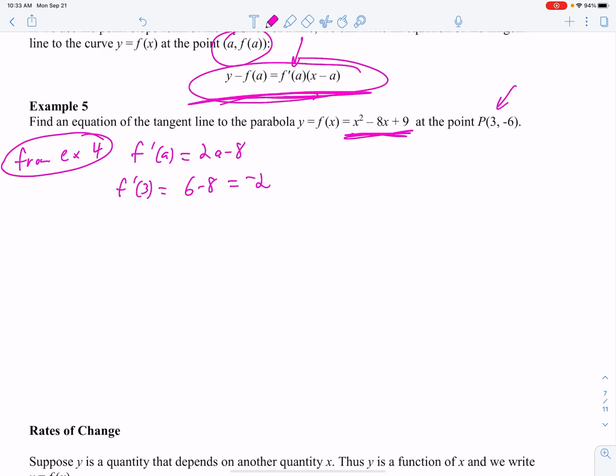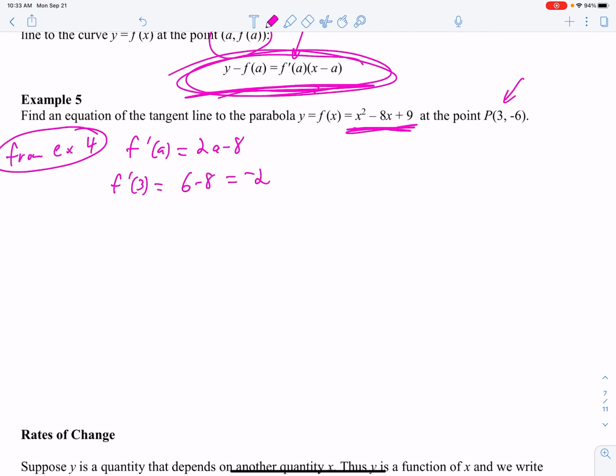So let's use this formula up above. y minus, so f of a is the y value, so minus -6, notice my use of parentheses here, equals f prime of a, which is the slope -2, times x minus, and our a value is 3. All right, so we've got some distributing to do here.